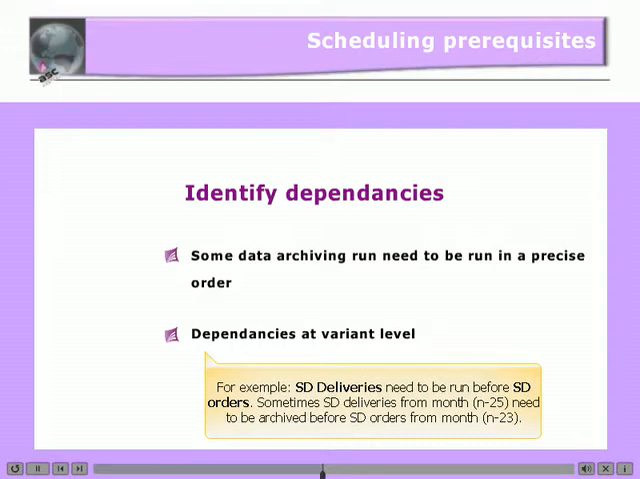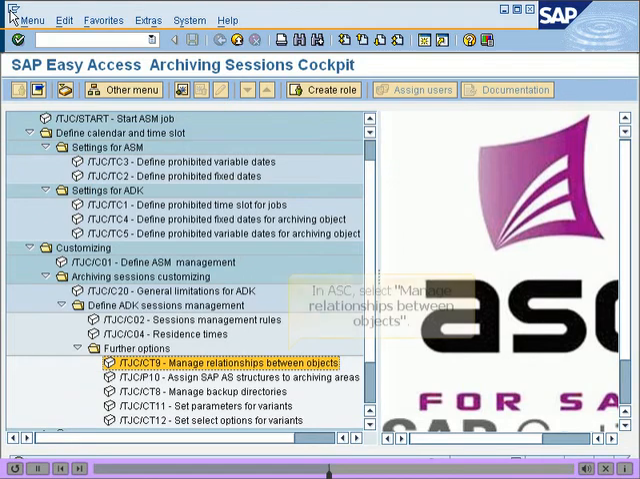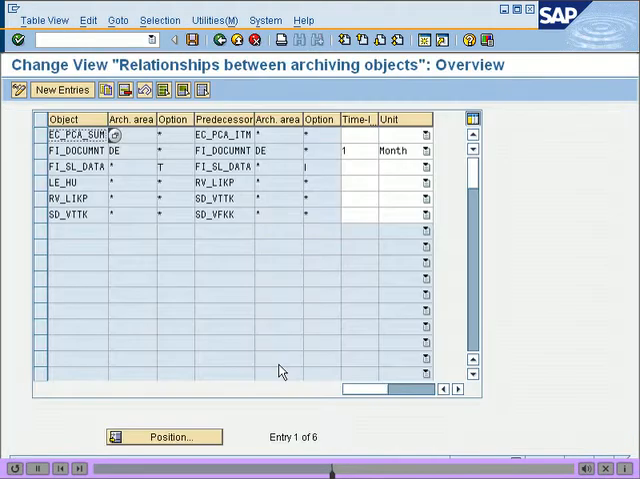As you may see, identifying jobs to be processed when taking into account creating variants and identifying dependencies may become a time-consuming process, even when you use a third-party scheduler. In ASC, you define this easily like this. Managing relationships between objects will be done automatically. You only have to define it once in the ASC customizing menu. ASC comes with some predefined relationships that may be changed or completed.